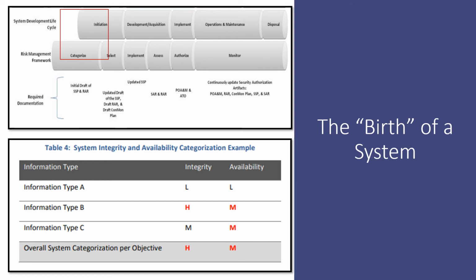Now, everybody doesn't use RMF, so some commercial places do, but some of them don't. They might use ISO 27001 or 27002. They might use SOC 2. And there's other stuff out there that people can use, but the bottom line is if they're using any kind of risk management framework, the system has to have a birth certificate.